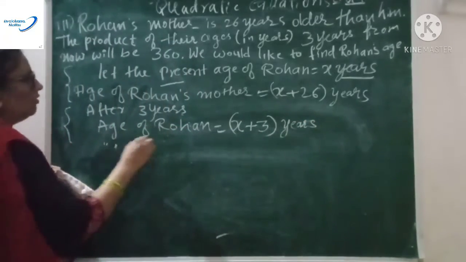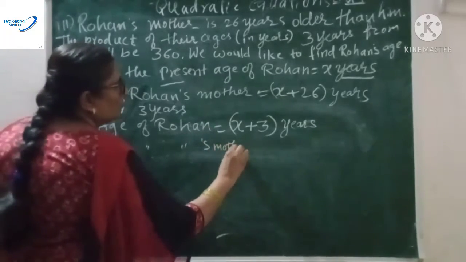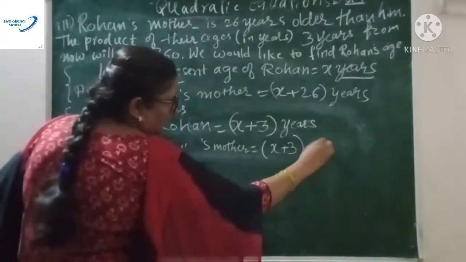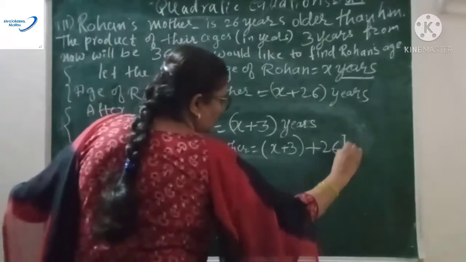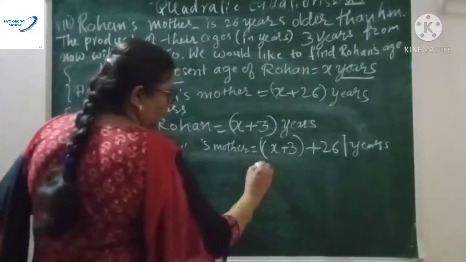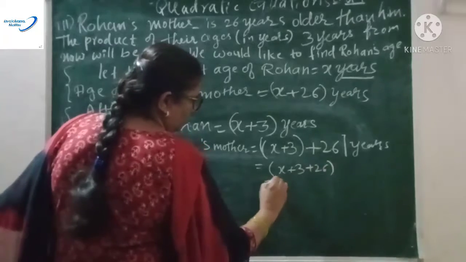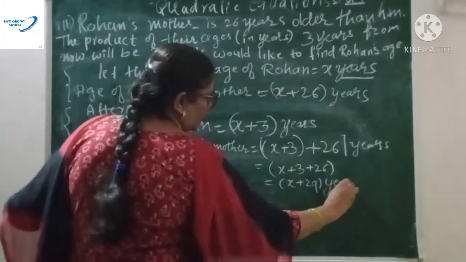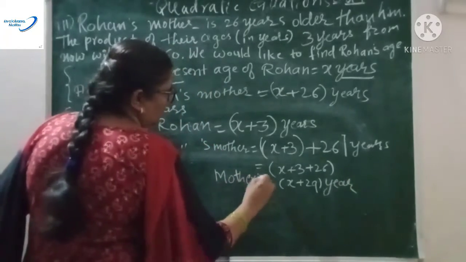Then the age of Rohan's mother is equal to his age plus 26 years more. So this is what you are going to get here. You can write x plus 3 plus 26, and simplifying, it is x plus 29 years. What is x plus 29 years? This is the mother's age.